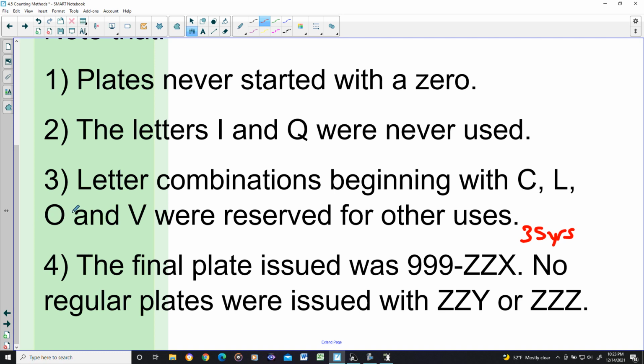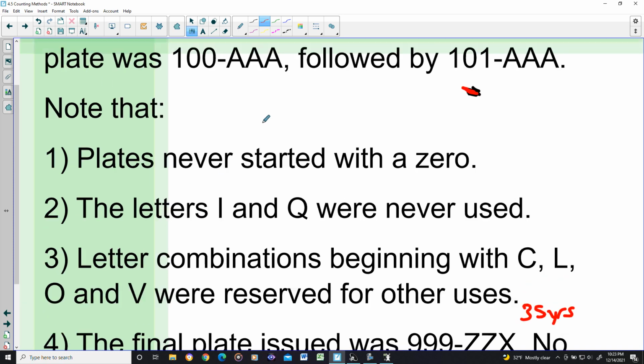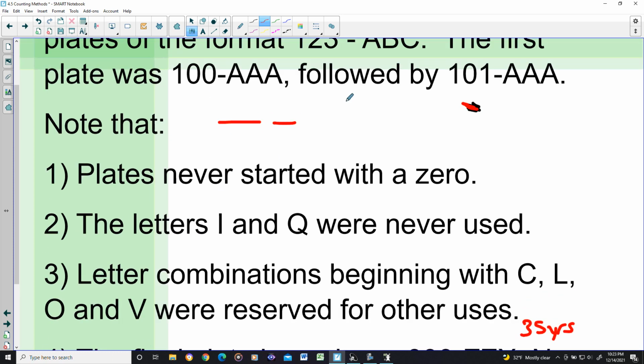But O was used in the second and third positions. That's why I put it in this list. So C, L, O, and V were never used as the first letter, but they were used as the second and third letter. And they could be used there. So let's take a look at how many plates there were in this situation. All right, so we're going to make 6 numbers: 1, 2, 3, 4, 5, 6. 6 characters.